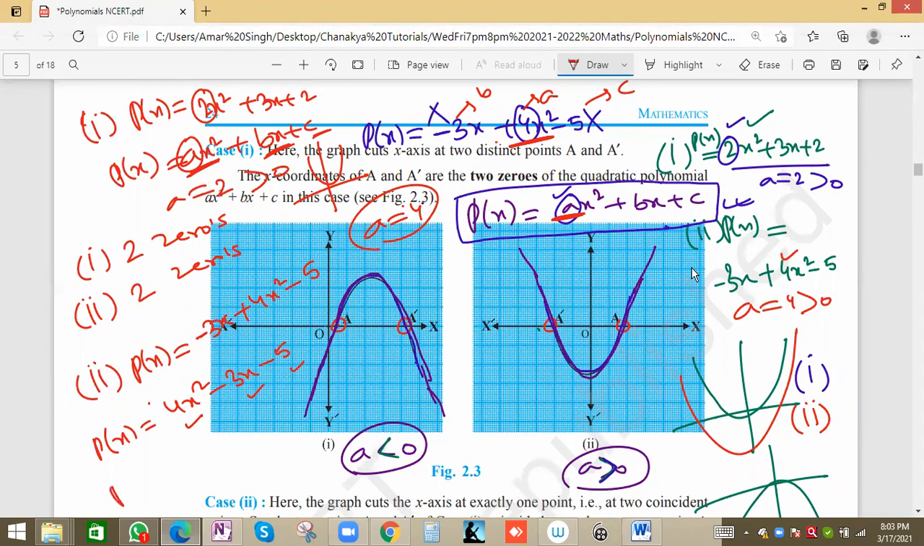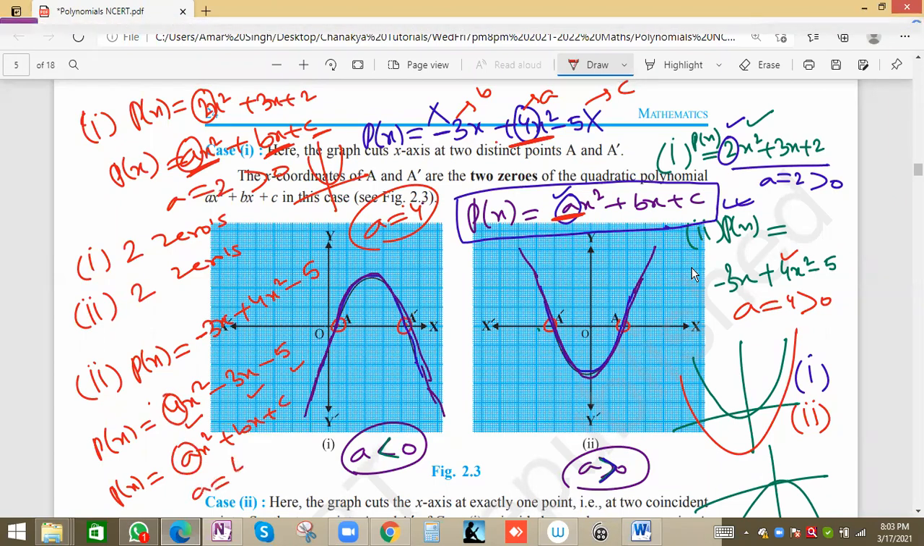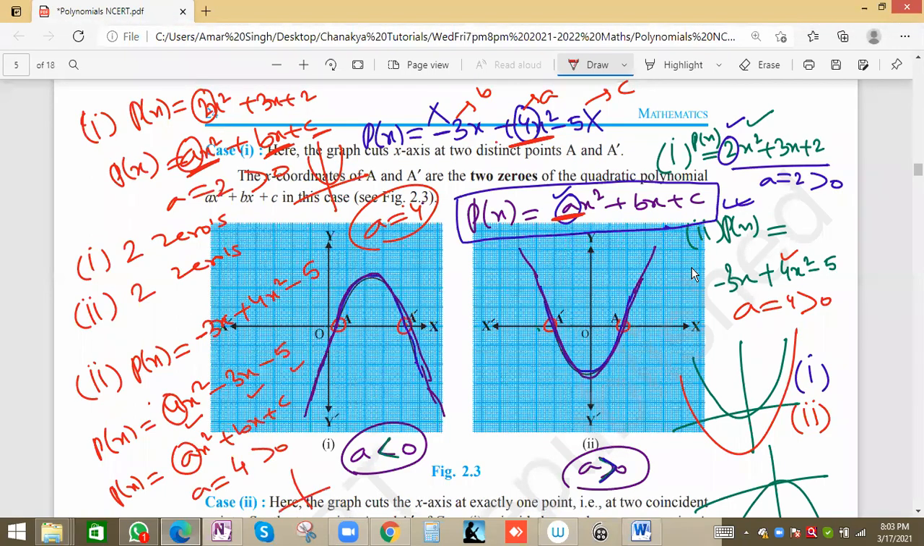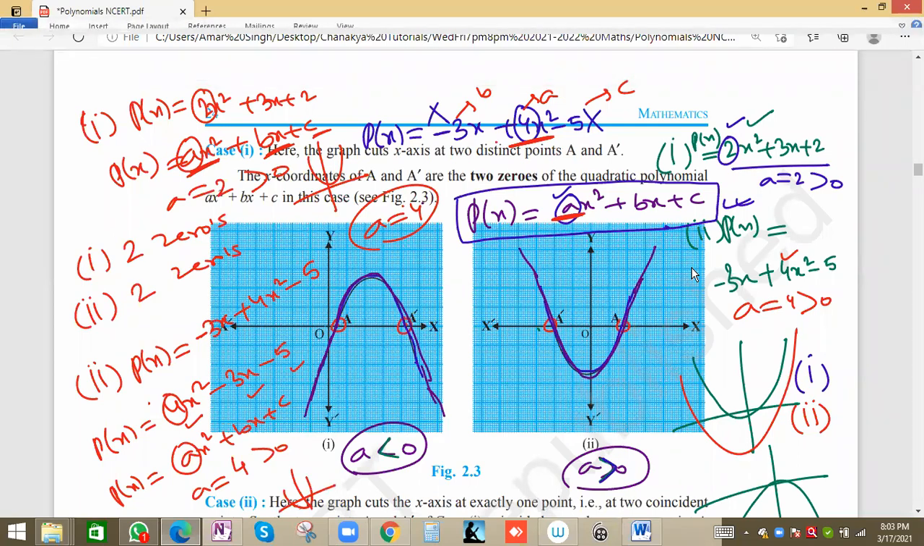Now we can compare with the standard equation ax square plus bx plus c. So if you compare, the a value is 4. Only you have to check the a value. A is 4, that means greater than 0, so the graph will open in upward direction. Exact graph we don't have to plot, just we have to find the nature of the graph. The graph will open in upward direction because the a value is positive.